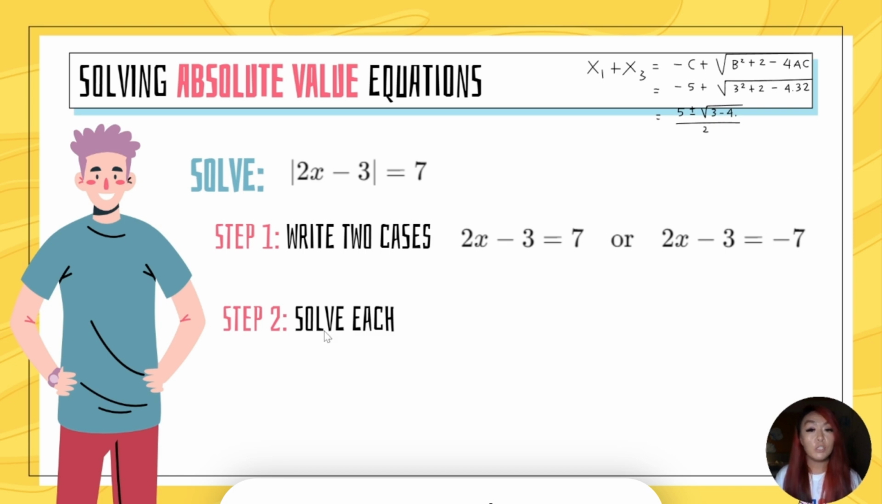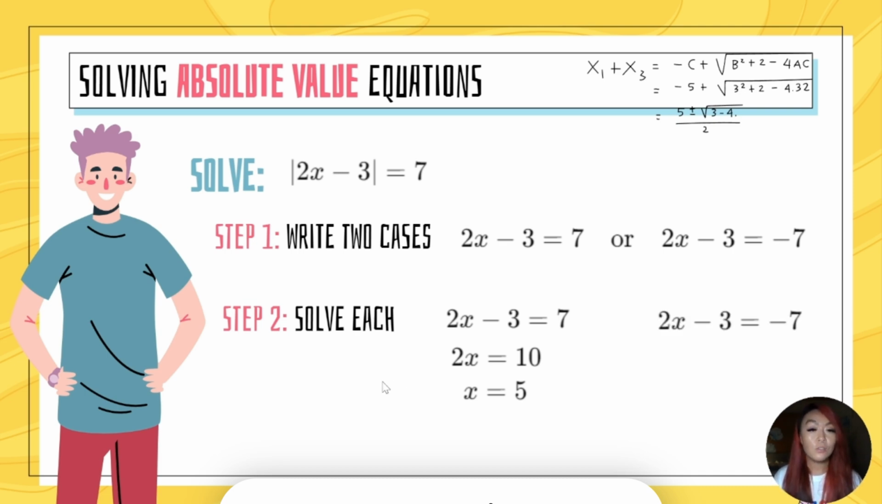Now you're going to solve each case for x. So let's take a look at the first one. 2x minus 3 equals 7. We'll use inverse operations and add 3 to both sides. Get 2x equals 10. Divide both sides by 2, and x equals 5.